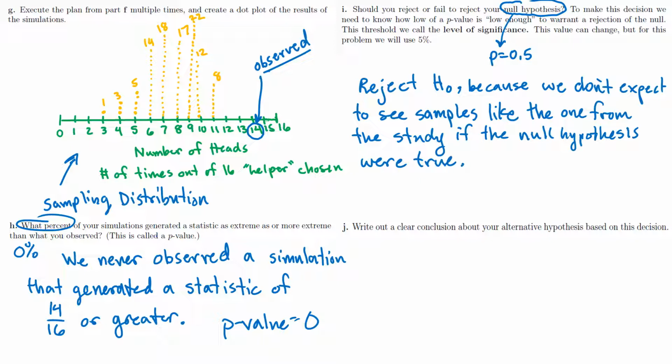That's why we reject. Now, if our sample from the study, let's say 11 out of the 16 infants chose the helper, well, you can see that that happened pretty often, even when the null was true. So this idea that we're checking to see how often our sample shows up in these simulations, and when it doesn't show up or it shows up very little, that's when we say the null hypothesis was probably false to begin with. All right. So in part J, it says write out a clear conclusion about your alternative hypothesis.